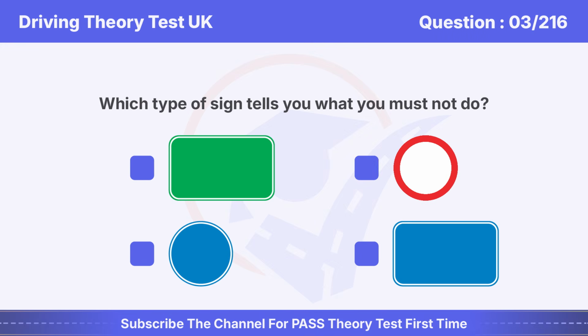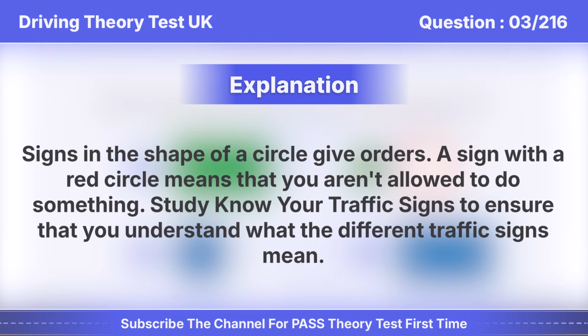Question 3. Which type of sign tells you what you must not do? Answer is B. Signs in the shape of a circle give orders. A sign with a red circle means that you aren't allowed to do something. Know your traffic signs to ensure that you understand what the different traffic signs mean.